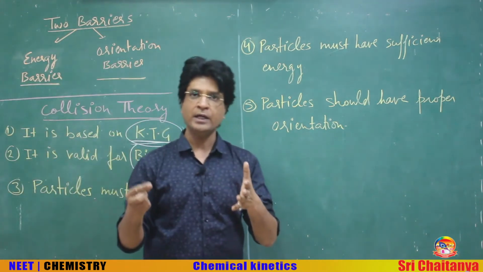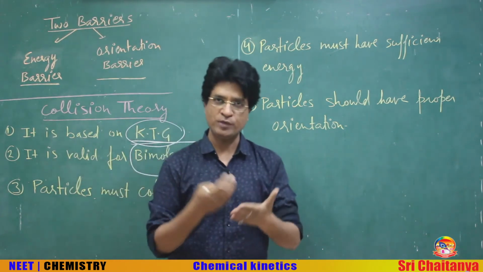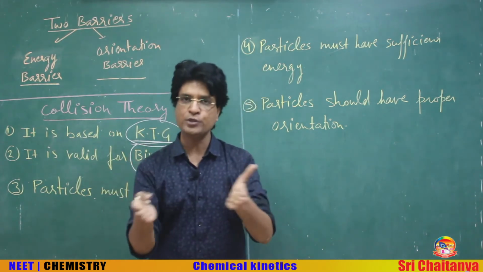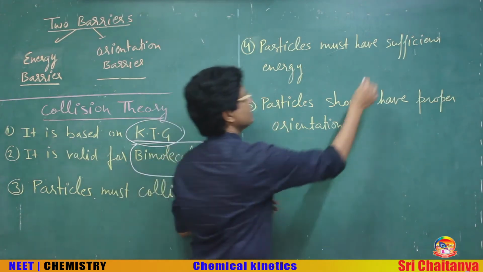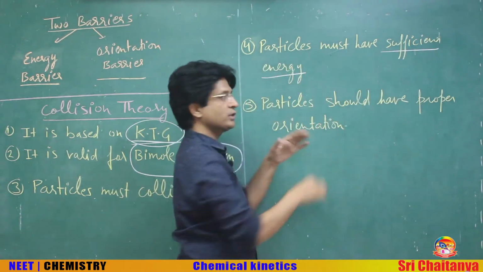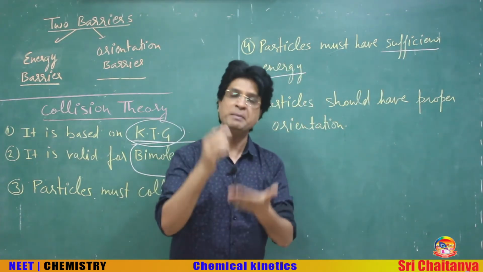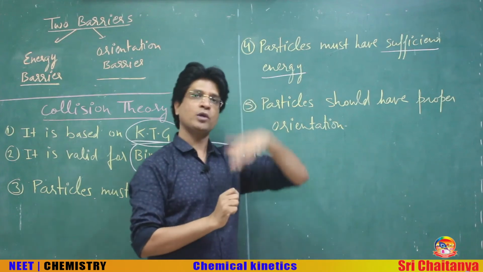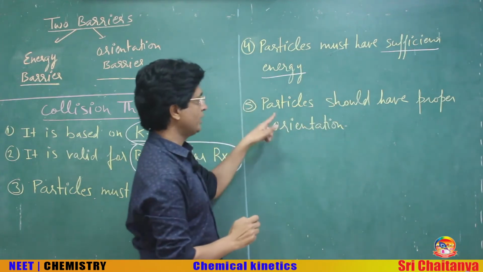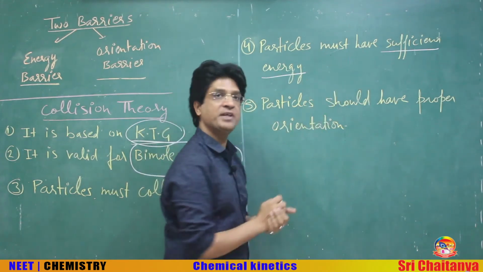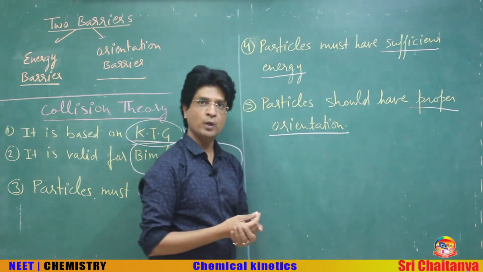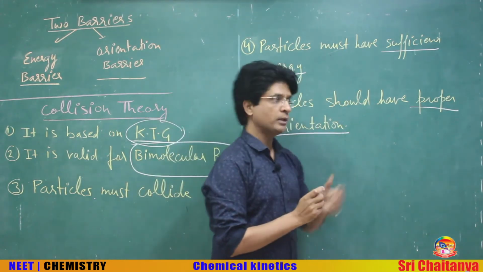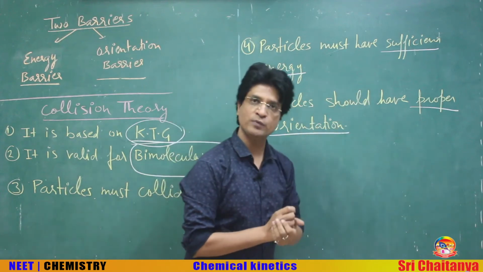Collision theory says that in order to have a successful reaction, first the two particles should collide, and not only that, they should also have sufficient energy, which is called energy of activation, the minimum amount of energy required to cross the barrier. Apart from having sufficient energy, they should also have a proper orientation. Without proper orientation, the particles will not be able to do a successful reaction.